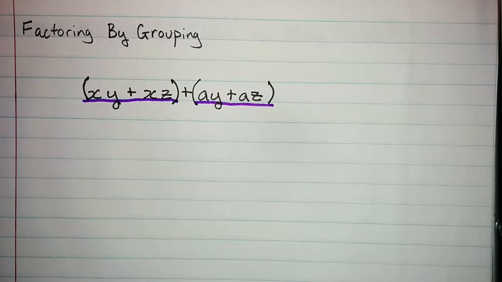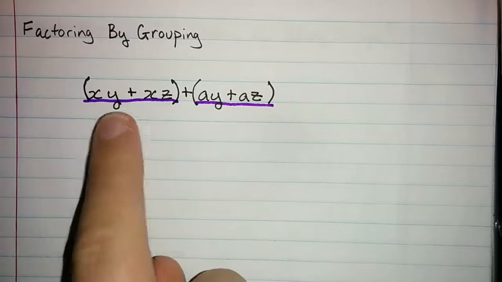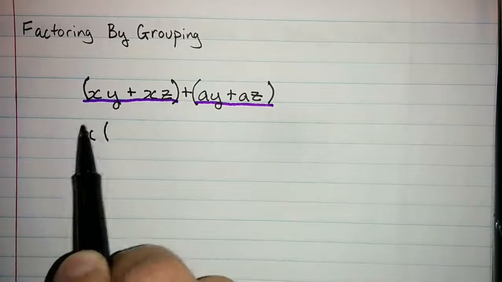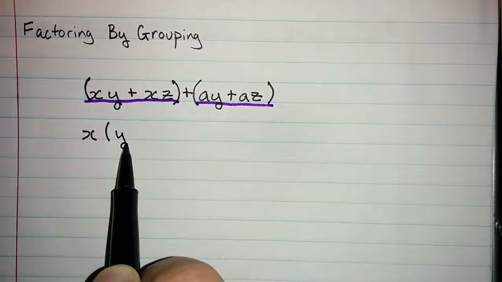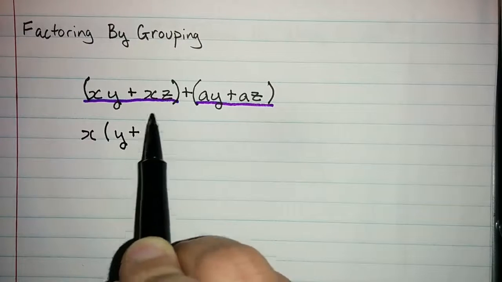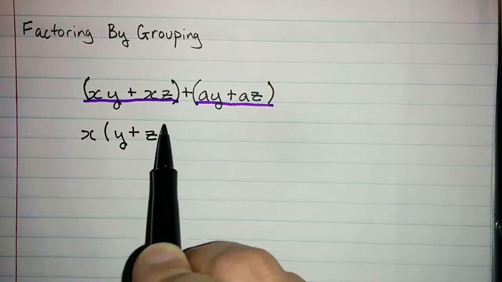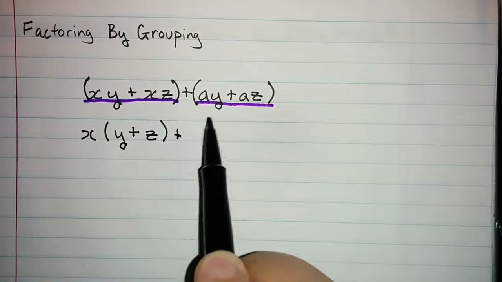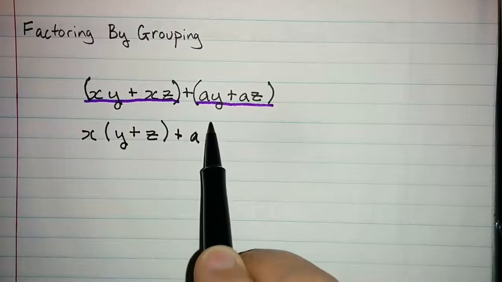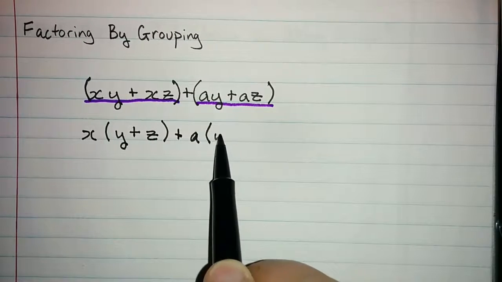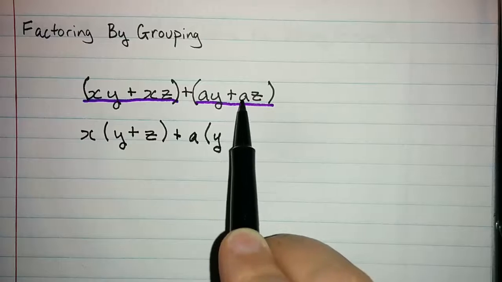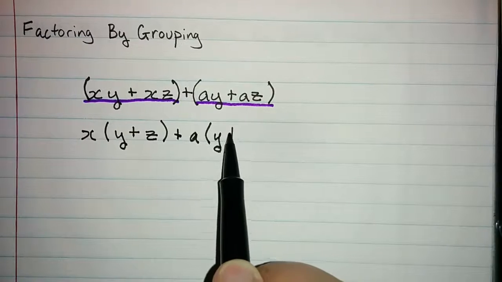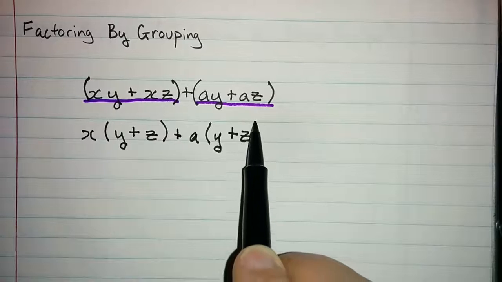Why would I want to do that? Well, at minimum, I can now factor out a common factor from this pair, namely x. What's left of the first term? That'll be y. And what's left of the second term? That'll be z. And over here I can factor out a common factor, namely a. What's left of the first term? Well, that'll be y. What's left of the second term? That'll be z, won't it?